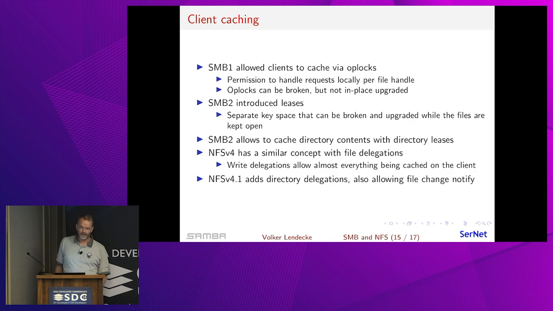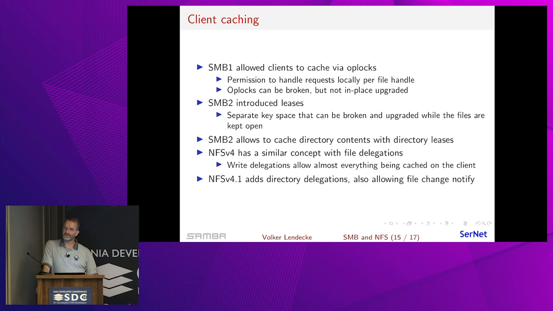Client caching. So in SMB1, we had oplocks, which is the permission to cache contents. Oplocks can, of course, be broken by conflicting opens. They cannot be reacquired in place on the same file handle. SMB2 introduces leases, essentially fixing this aspect: when you lose the permission to cache for read, for write, for whatever, by conflicting opens, you can re-establish this on an existing file handle without losing your locking state. That's one of the main things that SMB2 leases do better than SMB1.